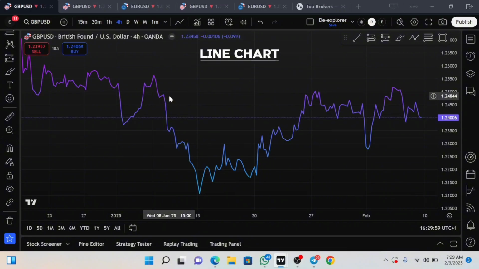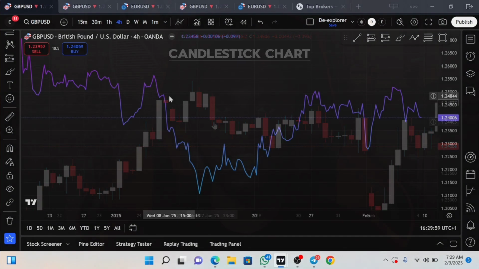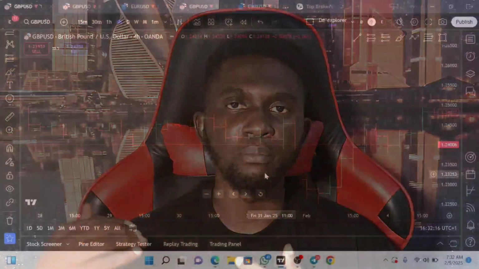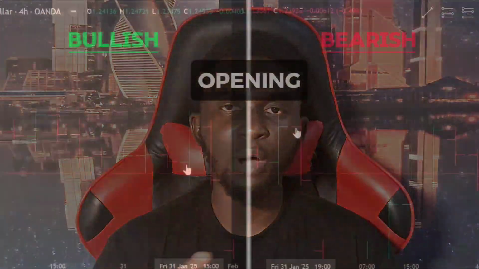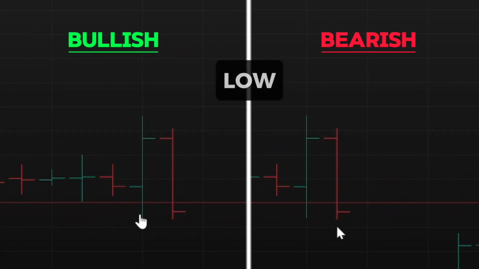There are three main types of forex charts. We have the line chart, we have the bar chart, and we have the candlestick chart. Now, the line chart is great for viewing the overall trend, but it's not for detailed analysis. Now, we also have the bar chart. The bar chart is great for traders that want detailed price action at a glance. Each bar shows the opening, the close, the high, and the low.